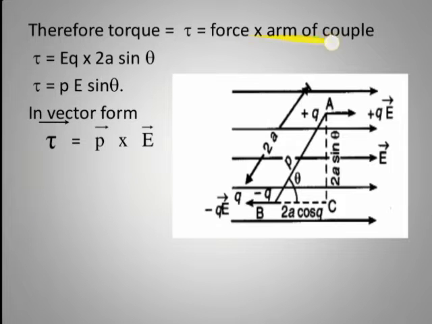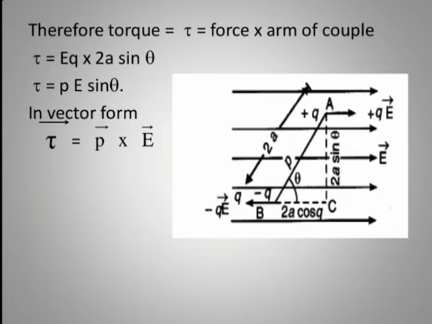So now taking the arm of a couple, which is your perpendicular distance between the two forces. If these two are the forces, the perpendicular distance is 2a sine theta. So you substitute. How do you get this P in your next equation? It is by your formula of dipole. So finally you got your torque. So this was the thing we studied in the previous classes.